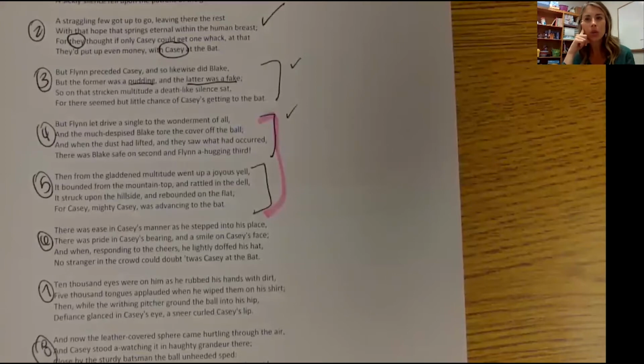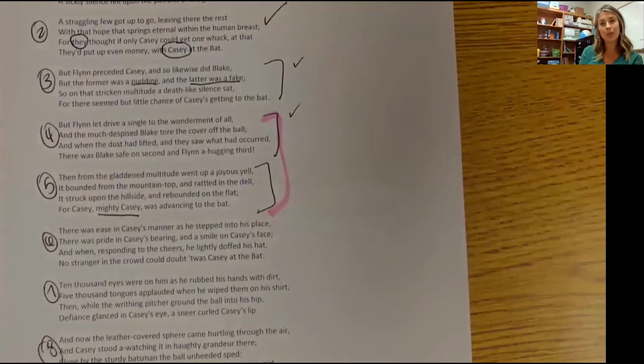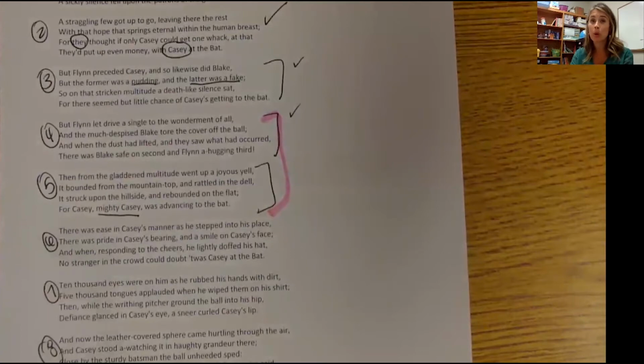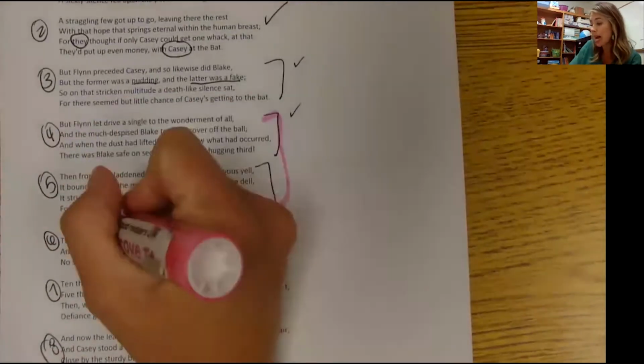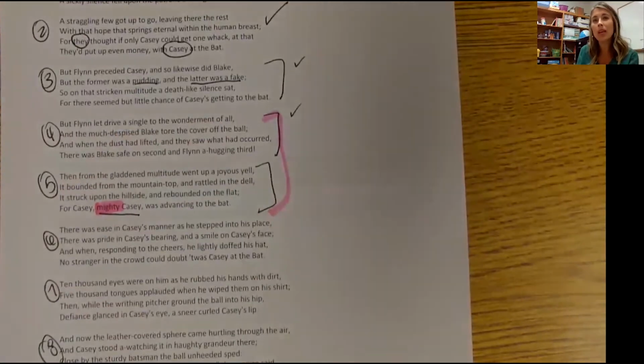But first, let me ask you a question. What do you think the author's point of view of Casey is? Look at this. It says, mighty Casey was advancing to the bat. I think that the author probably thinks Casey is a really good baseball player. I want to go ahead and just highlight that word, mighty. He uses that word to describe him, so I know that the author thinks he's probably a good baseball player.